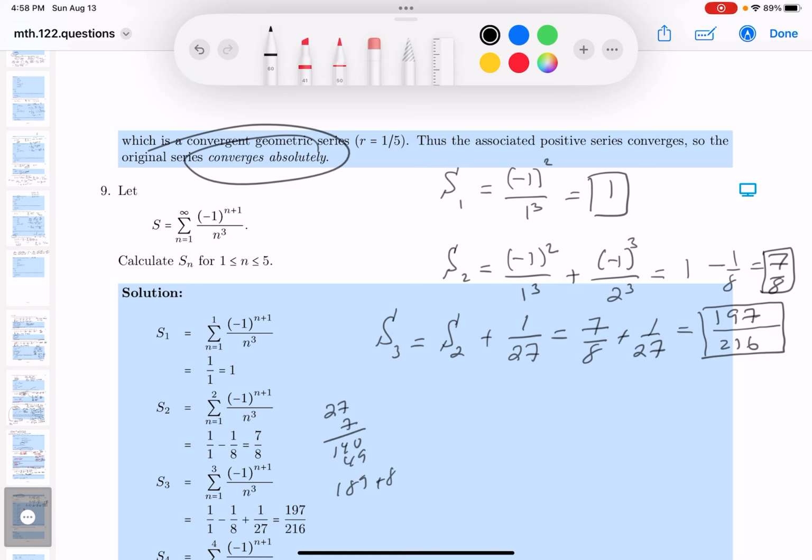All right, I'm getting my eraser out again. Erase this over here. I got to do S4. They get more difficult, isn't it? S4. Well, that's going to be S3 plus the next term on. And what's the next term going to be? Well, I'm at 4 now, so it's going to be minus 1 to the 5th power, which is minus 1. And what goes on the bottom? It's going to be 4 cubed. 4 cubed is, let's see, 4 times 4 is 16, 64.